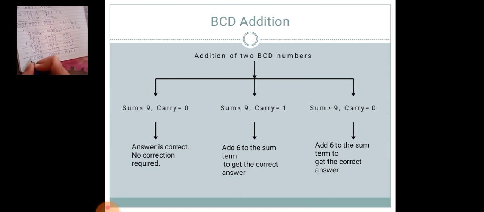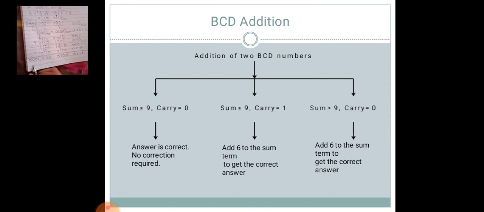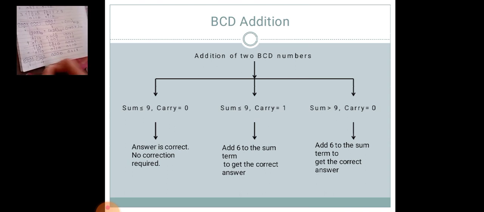So here carry is left. You can add 3 zeros to make it 4-bit binary. So now this is equivalent to 1, this is equivalent to 4, this is equivalent to 0, and this is equivalent to 7. That means your answer is correct, 1407 in BCD. So these are the BCD additions.